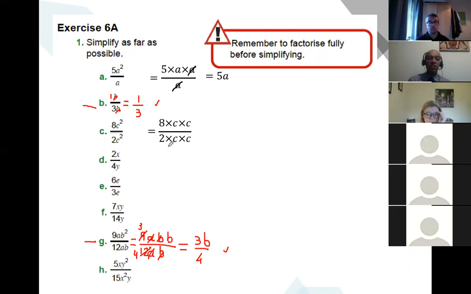Again, c divided by c, 1. C divided by c, again, 1. Now I'm left with 8 divided by 2. And 8 divided by 2 is just, so how many 2's go into 8? 4. That's it.